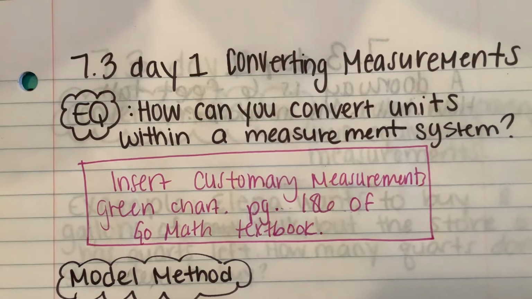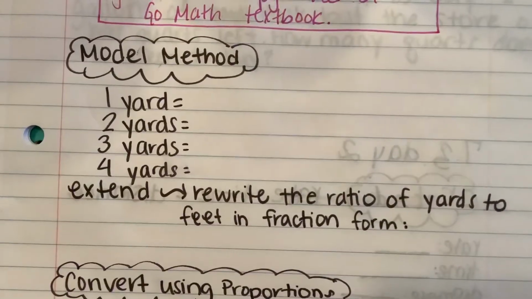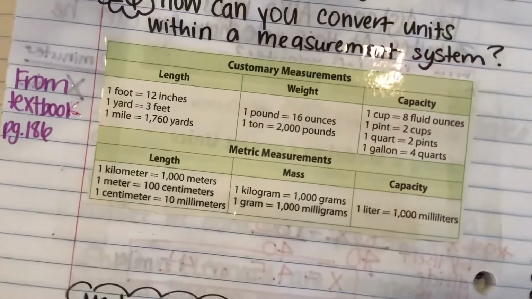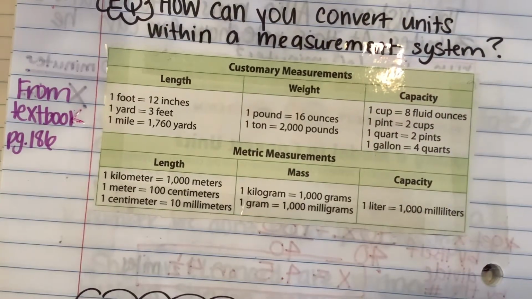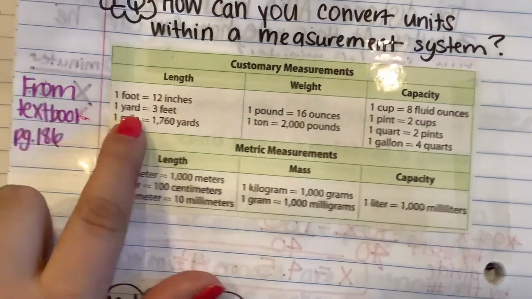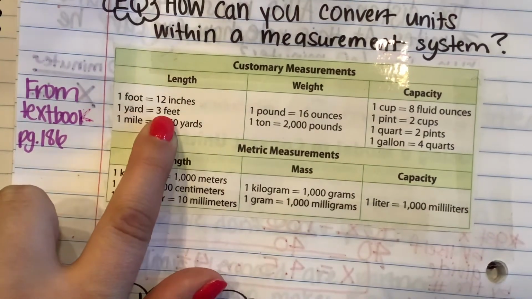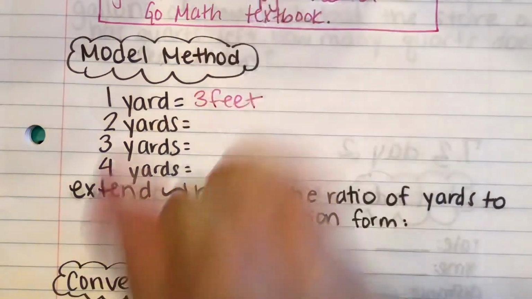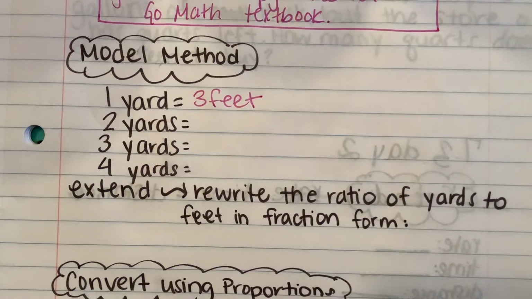Okay, the first thing that we're going to look at is our modeling method. We are going to show a conversion of yards to feet. So looking at our green chart, we need to determine how many feet are in 1 yard. So I'm going to look for it on my table and I have it right here. 1 yard is equal to 3 feet. Okay, let me write that down. 1 yard equals 3 feet. So that's kind of my baseline, and I call that my conversion factor, where I start. 1 yard equals 3 feet.